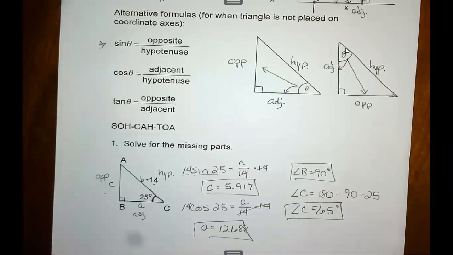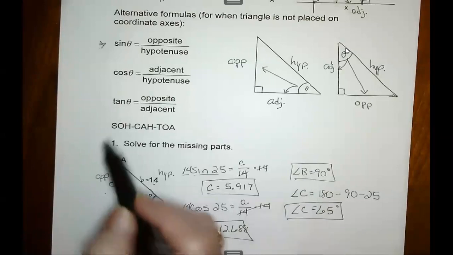So in every triangle, there are going to be 6 parts, 3 sides, 3 angles. So 2 of those pieces have to be given to you or you can't do this. So 2 pieces have to be given, and you're going to find the other 4.